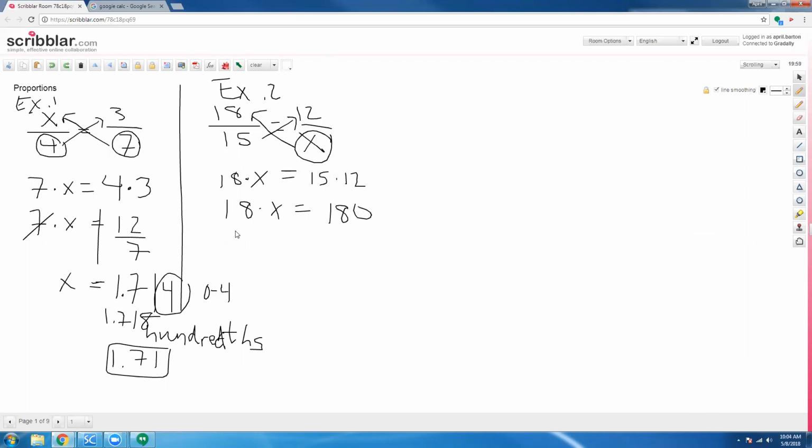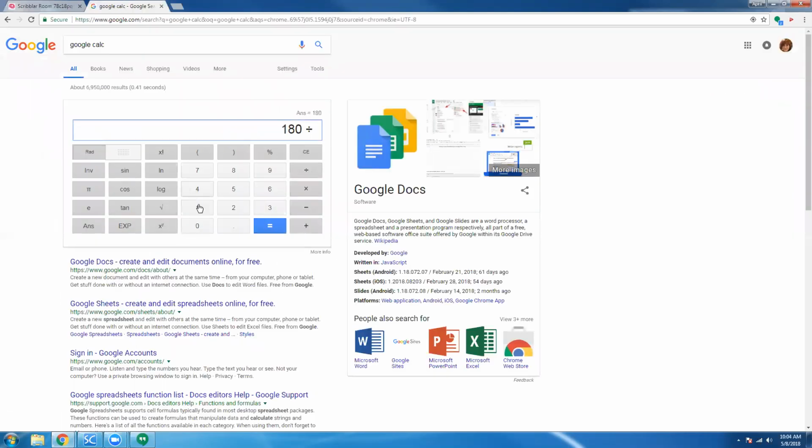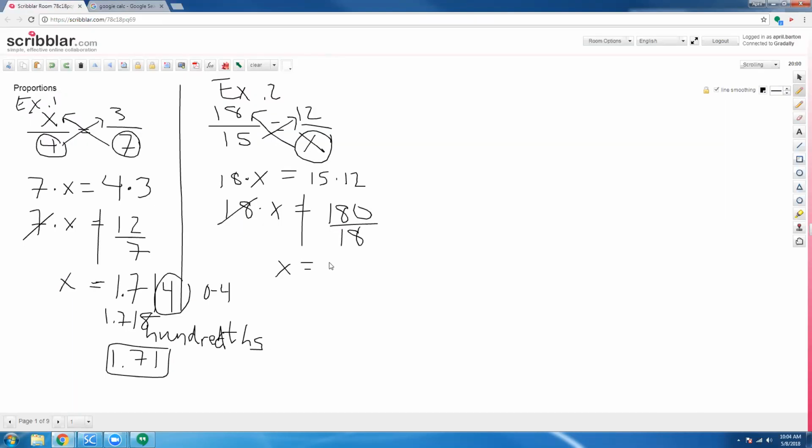And then what was our last step? How did we get rid of the 18 and move it to the other side? What opposite operation do we use to move it over? Good. Divide by 18. So 180 divided by 18 should be 10, but I'm going to double check. Yep, 10.